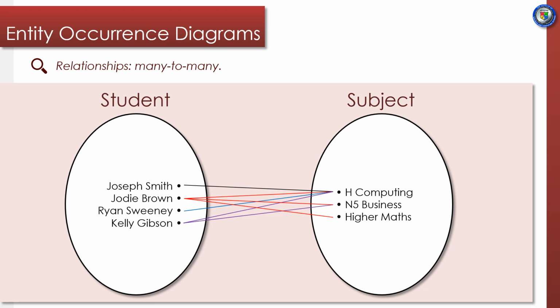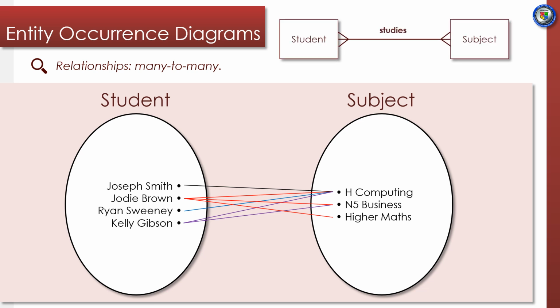Looking at this the other way, we can see that higher computing is associated with 4 different students. We can see that N5 business is studied by 2 different students, and higher maths with 1. We can see that many students study many subjects, and each subject is studied by many students.